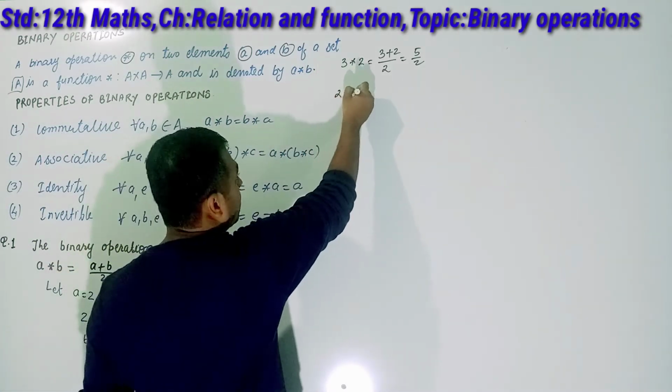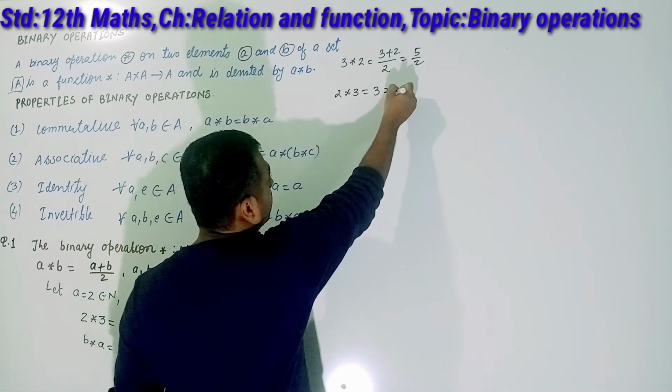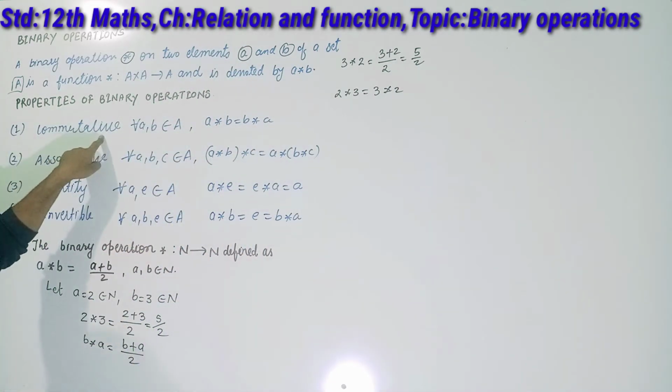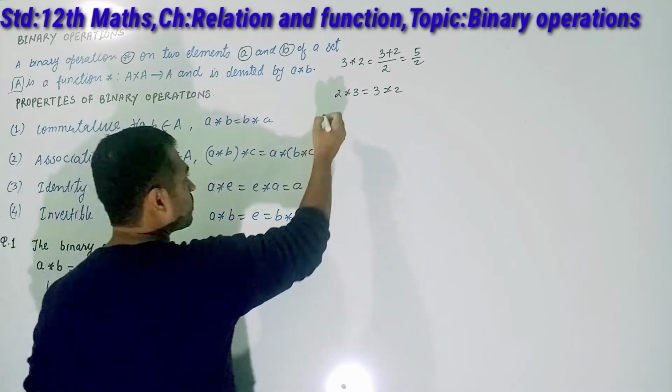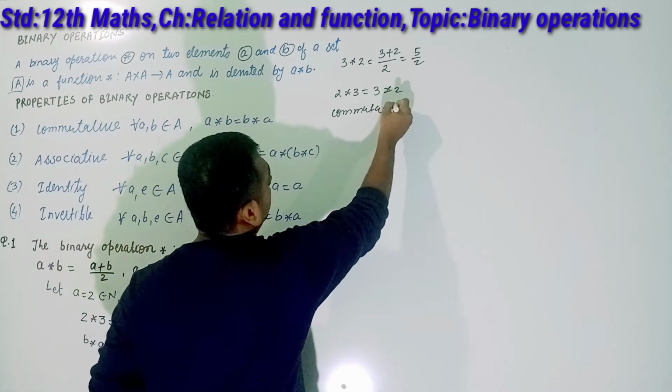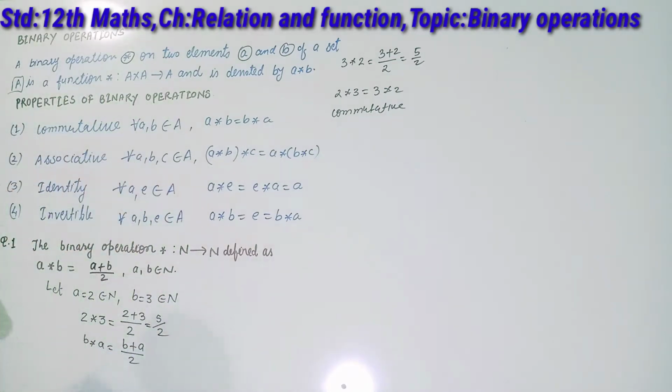2 star 3 is equal to 3 star 2. So it follows commutative. So the given binary operation is commutative. Right students? Now we will check whether the given binary operation is associative or not.